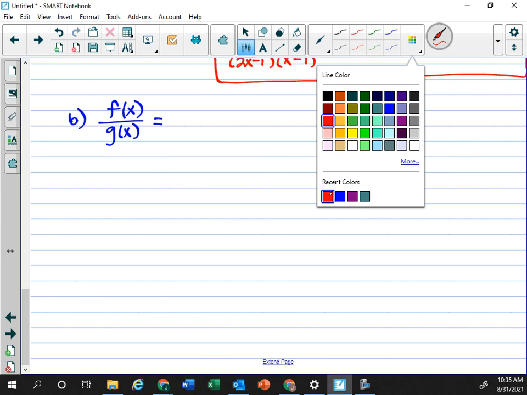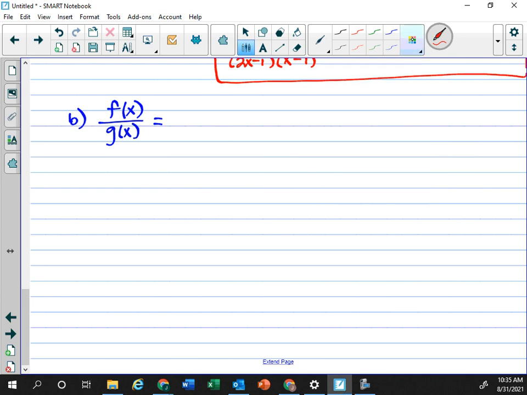All right, walking around, looks like lots of you got there, so let's go through it. This one's simpler algebraically. You're going to have all the common denominator stuff to deal with. So we've got x over 2x minus 1 over x minus 2 over x minus 1.